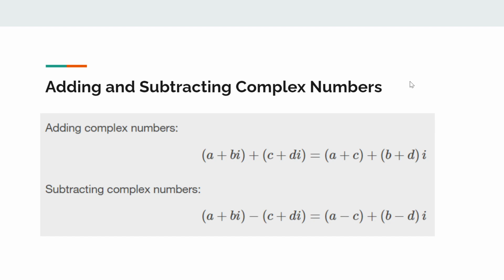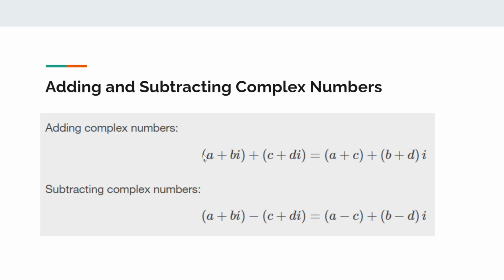So let's get into the adding and subtracting complex numbers part. This is pretty simple. We first just have to identify which one is real and which one is imaginary, and then we separate them.